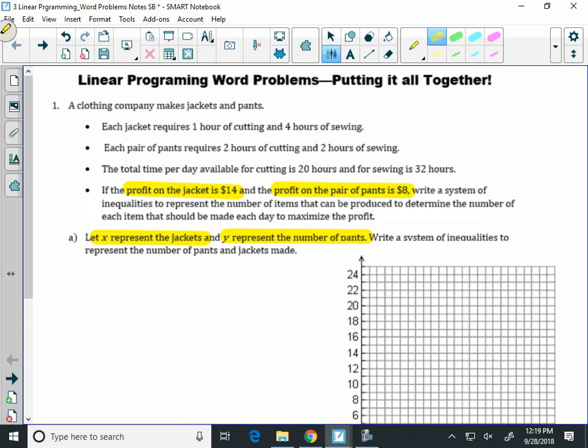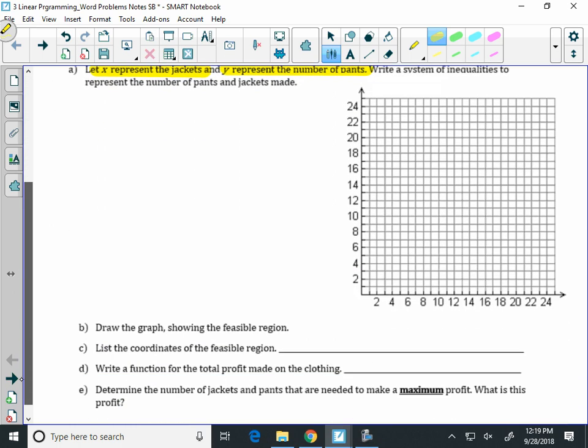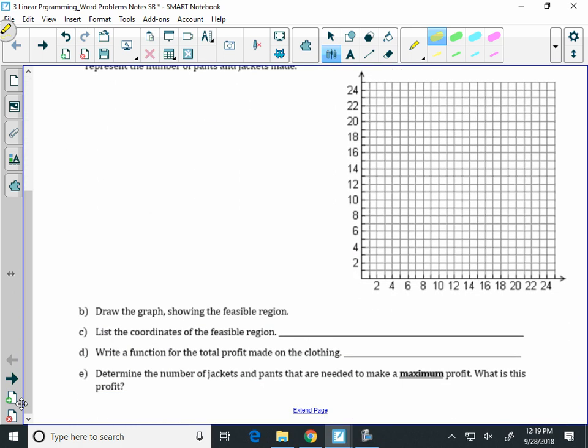So let's skip real quick down to D. Because D says write a profit function. And as we're talking about profit, we might as well write the equation. So remember, we said we're going to start with P of X comma Y. That means they profit from the two variables, from jackets and from pants.